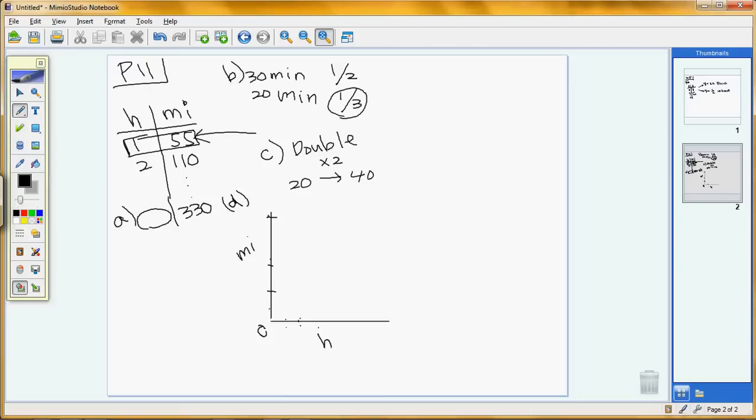And E, find an equation relating distance d to time. So you're going to get the line, and from that line you can find the equation, or whatever pattern you find out over here, and make a rule out of it. That's going to be the answer for E.